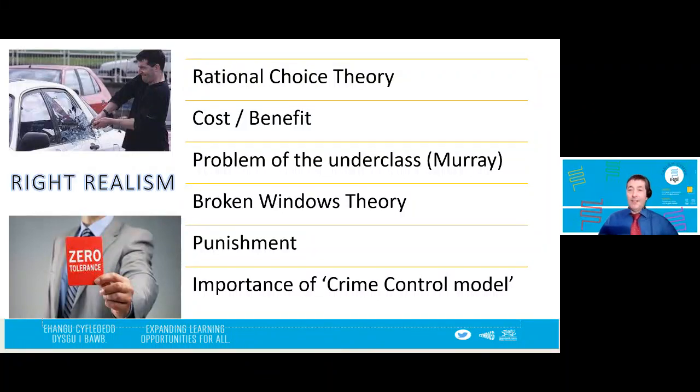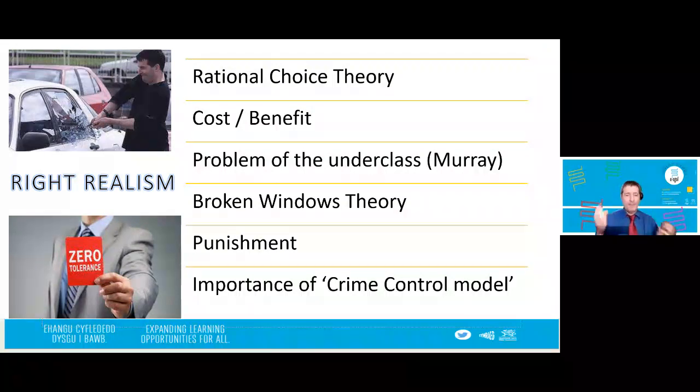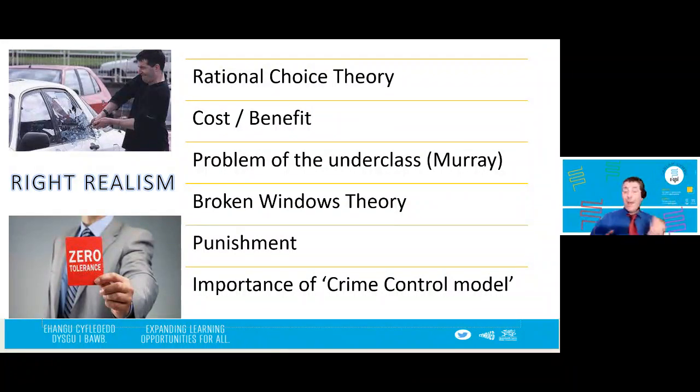The fact that there's a belief within the right realist circle that people can make a rational choice to break the law. It's not something that happens because of poverty. People make a rational choice. They weigh up the cost of committing a crime against the benefit of committing a crime. And according to right realist theory, if the benefit outweighs the cost or the punishment, people will do the crime. Okay, so their ideas are based around that.